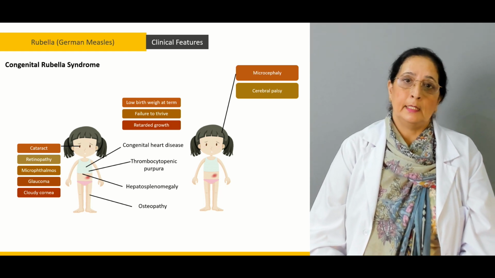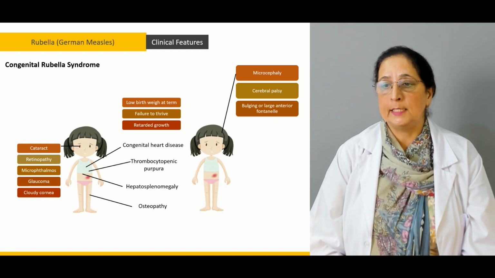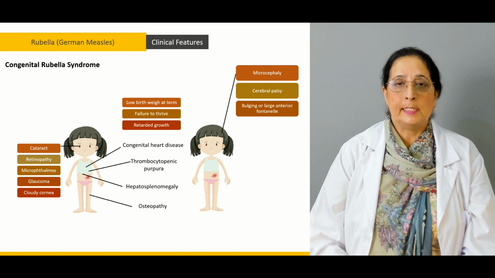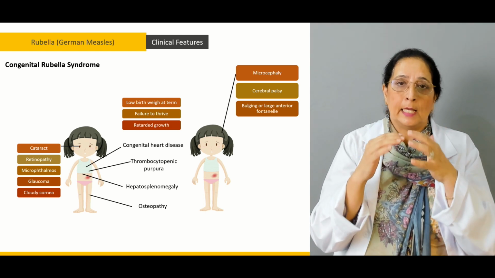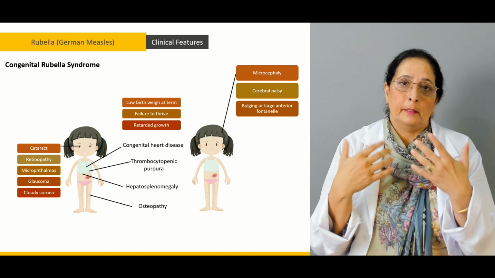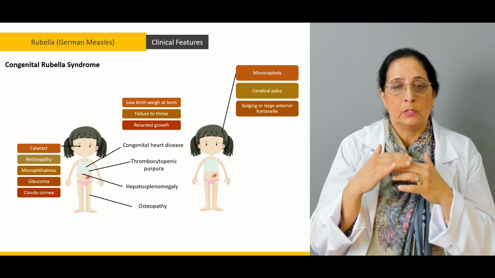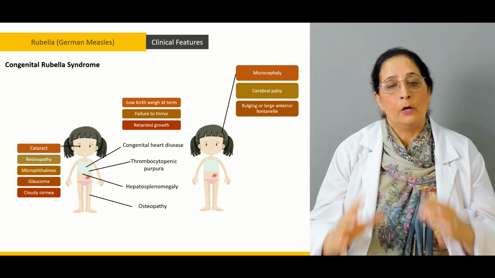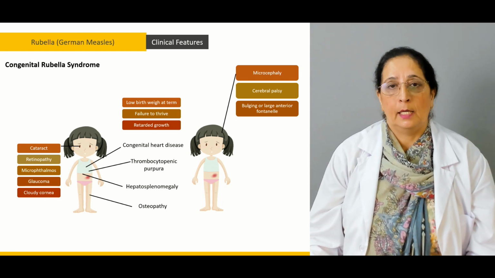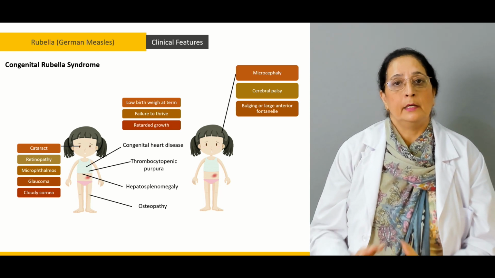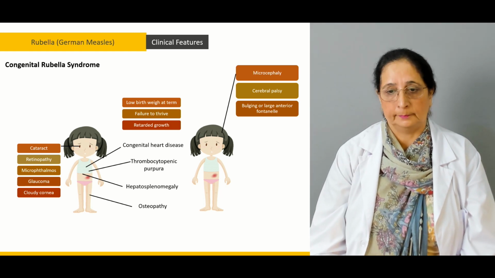Cerebral palsy is also present. And there is bulging of the anterior fontanelle. Fontanelles are the spaces in the skull which are not yet united by bone. Once the brain starts growing after birth, these fontanelles slowly close. So there are bulging or enlarged anterior fontanelles present in the head or the skull. All these are different characteristics associated with congenital rubella syndrome.